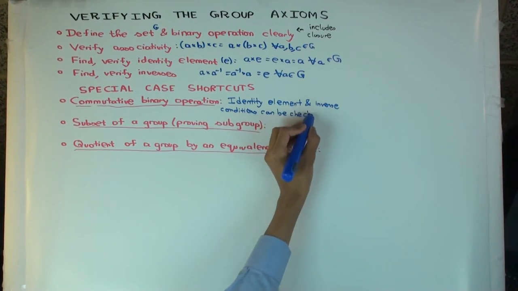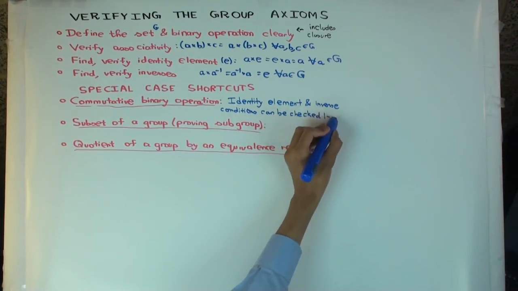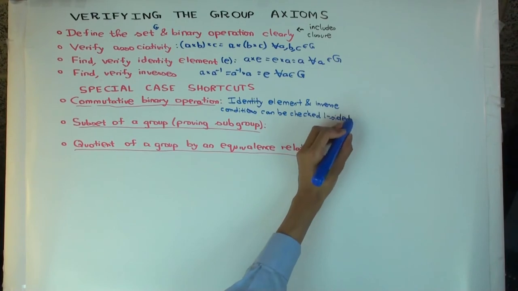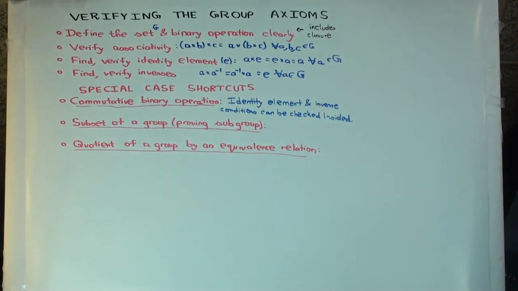But you still have to check associativity as a general thing, right? There's no saving on that. Then subset of a group, proving that a subset of a group is a subgroup.